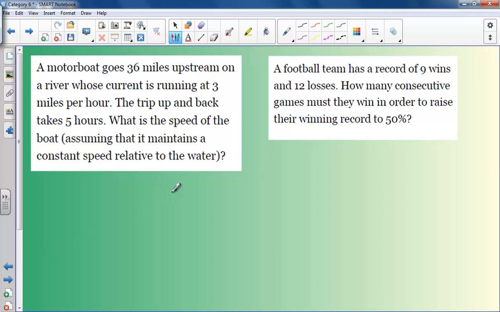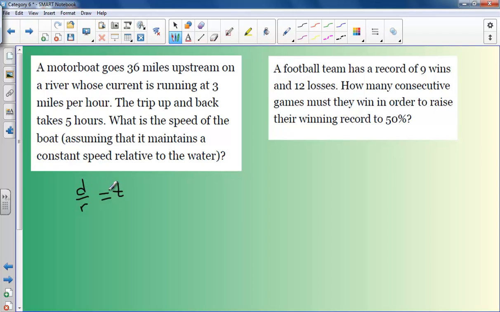And then these lovely distance problems here. Motorboat is going 36 miles upstream on a river whose current is running at 3 miles per hour. The trip up and back takes 5 hours. What is the speed of the boat, assuming that it maintains a constant speed relative to the water? So we're going to create a ratio for upstream and then another one for downstream. So it's going to be distance over rate equals time.